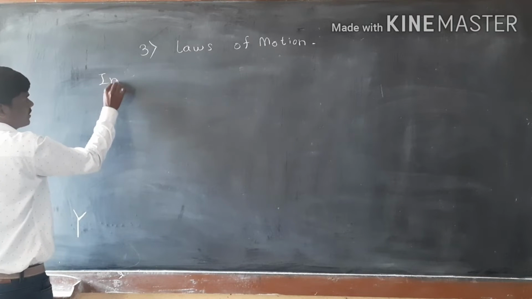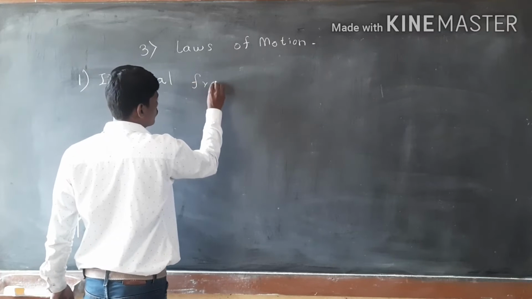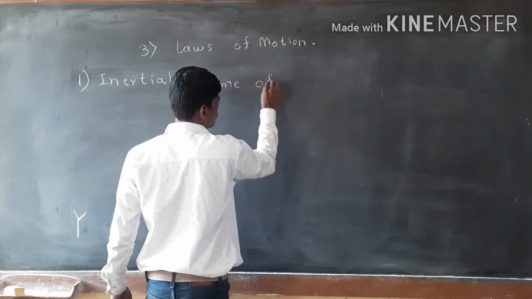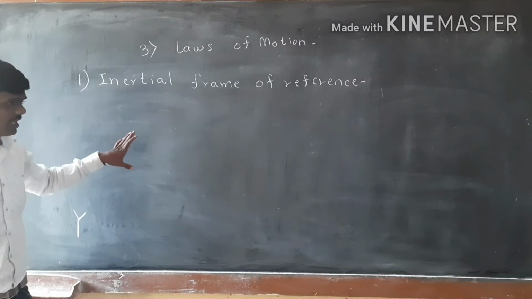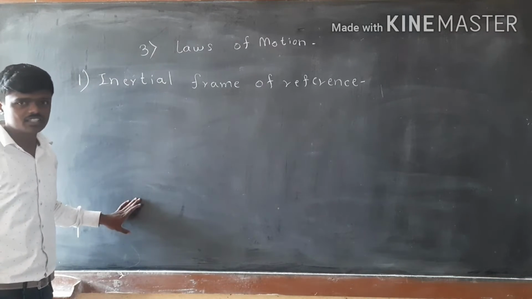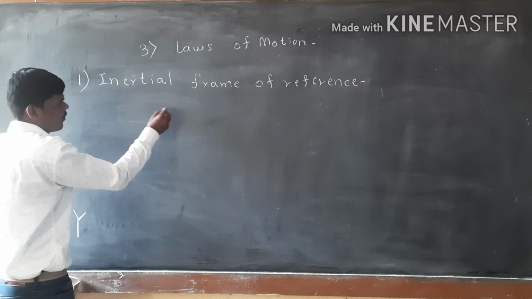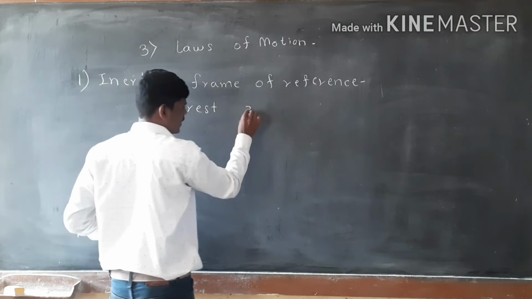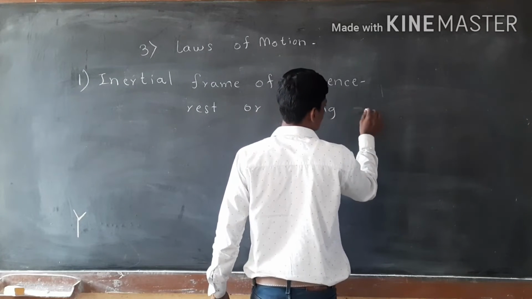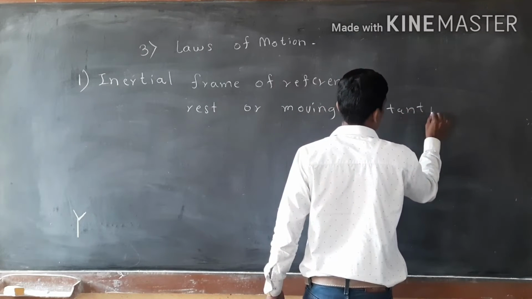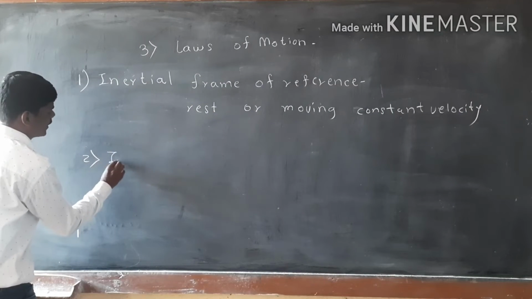So first, inertial frame of reference. In the last example, we have seen the Earth is stationary or moving with a constant velocity, and hence it is an inertial reference frame. An inertial reference frame is always at rest or moving with constant velocity or uniform velocity. And side by side you will get the correct idea.